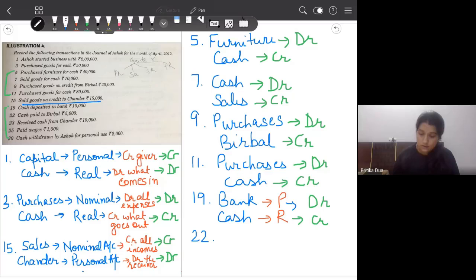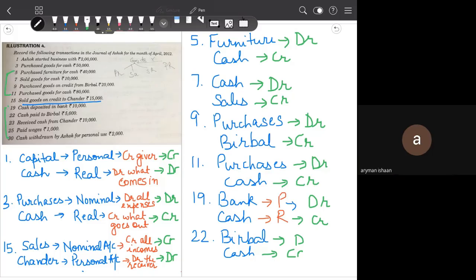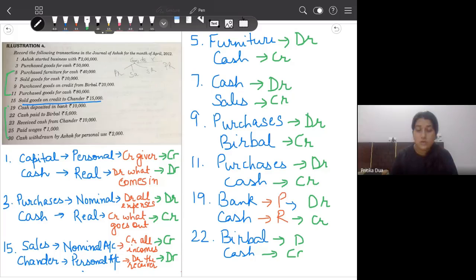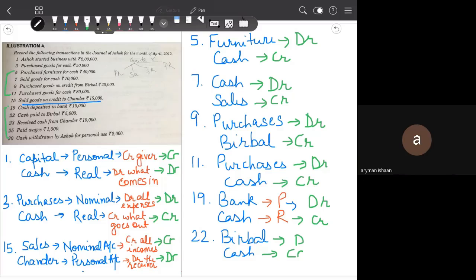Ma'am, Birbal account debit to cash account. Okay, so cash paid to Birbal. Birbal is a personal account. Receiving money, his account will be debited. Cash is going out of the business. Cash is a real account. It will be credited. Birbal will not be a nominal account because we are crediting it that way. Which account? Birbal account. Yes, ma'am.